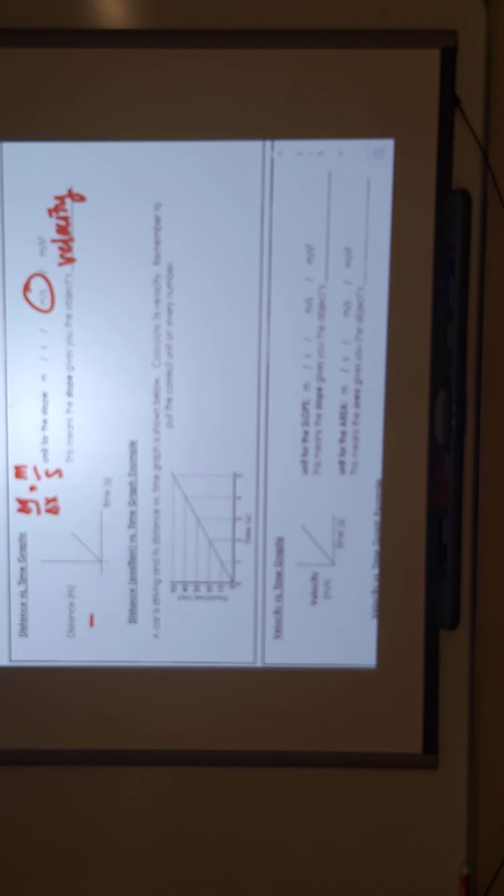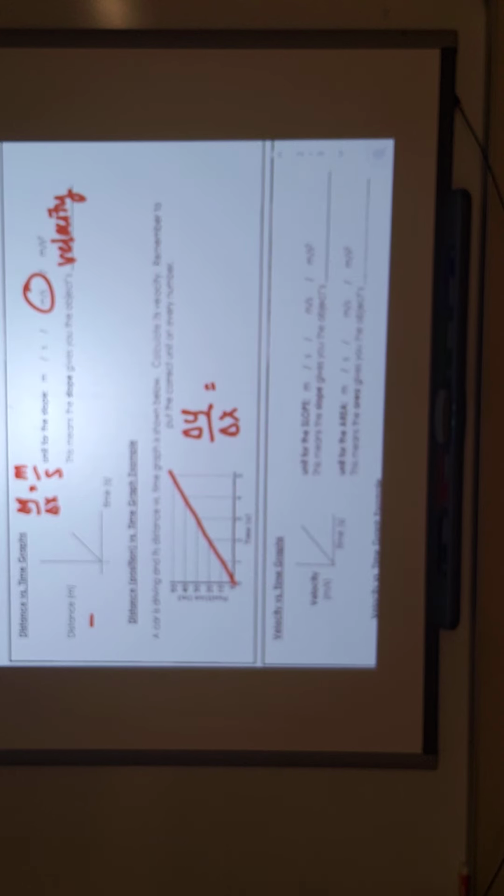So we've got a car driving and the distance versus time graph is shown below. Calculate its velocity. Remember to put the correct unit on it. In order to find the velocity of this, distance and position are the same thing, on a distance versus time graph you are just going to find the slope. So we have to find the change in y over the change in x.